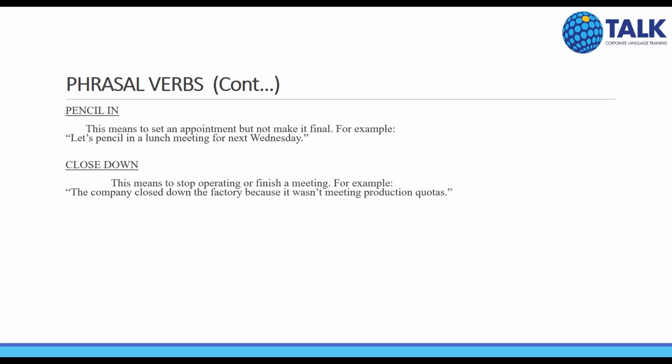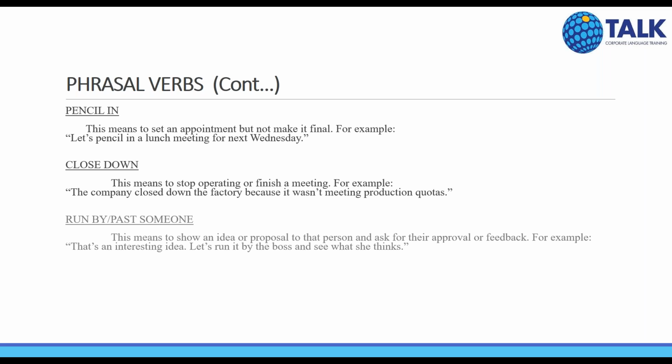Okay, next one. Close down. Now, close down means that you stop operating something, or you finish a meeting, or something has come to an end. The company closed down the factory because it wasn't meeting production quotas. You can close down a meeting. You can close down all sorts of things. But it always means that something has come to an end. Next one.